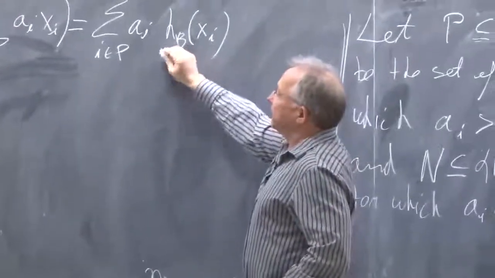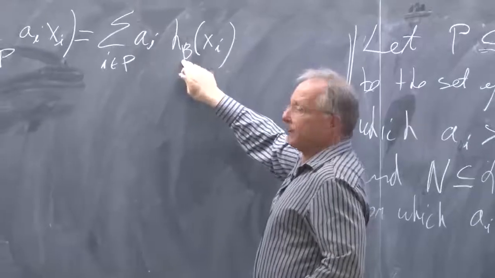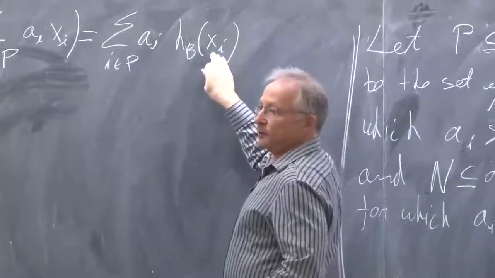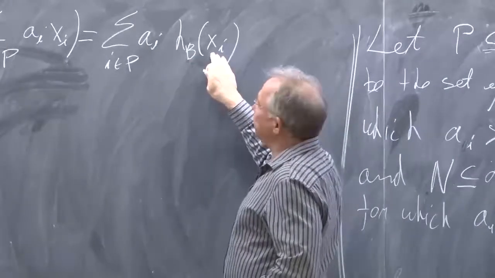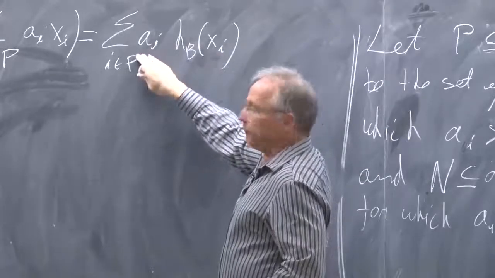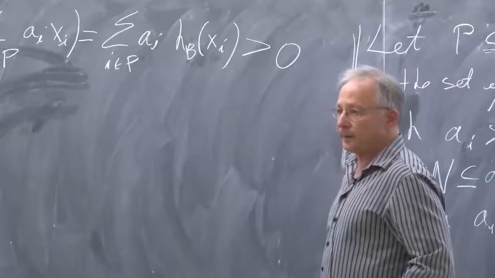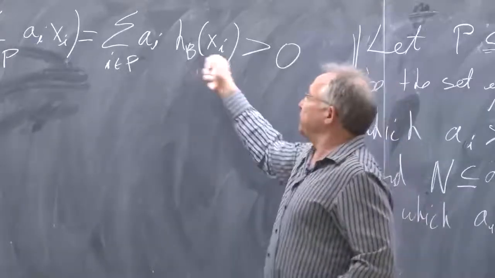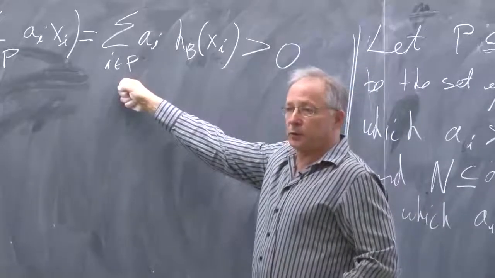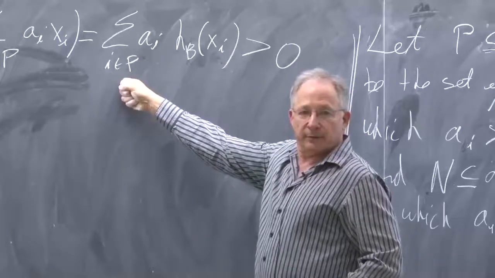Now, since HB separates, all of those members are in B, so all of those are positive. So this is going to be greater than 0. HB on every point that belongs to B should be positive.